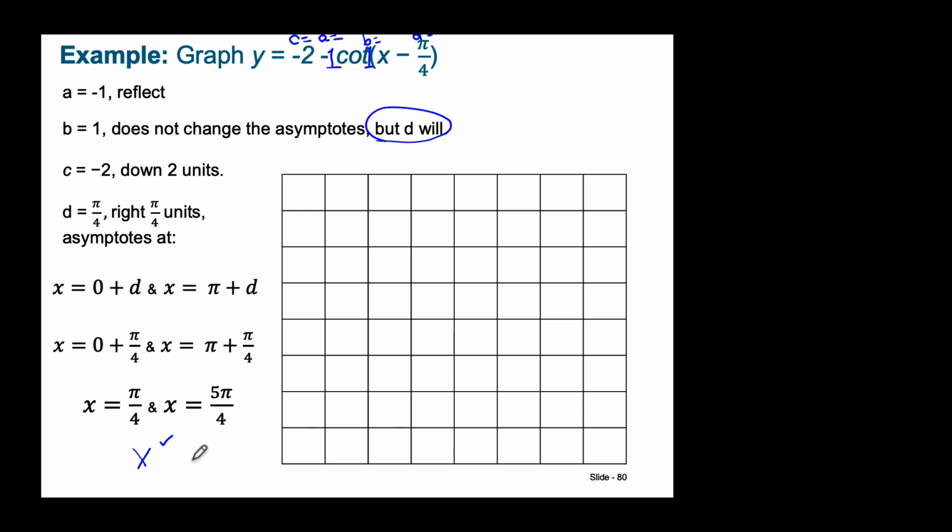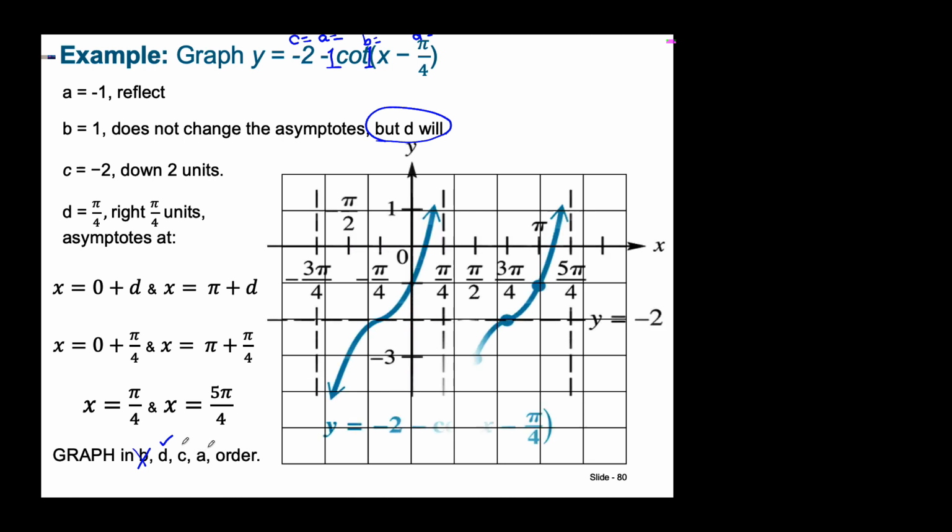C is going to shift our graph down. Well, the asymptotes won't really move for that. When we draw cotangent between the asymptotes, we'll make sure to move the x-intercept down 2 units. And also A says to reflect in the x-axis. All right, so here is the graph of y equals -2 minus cotangent of x minus pi over 4.